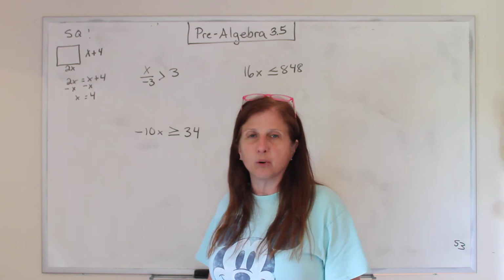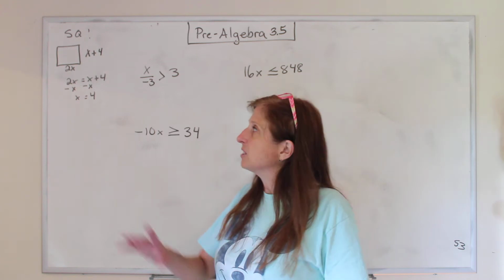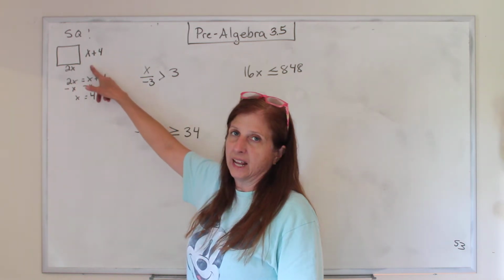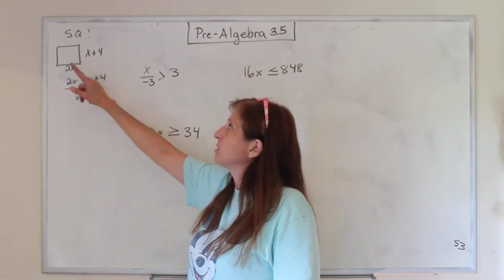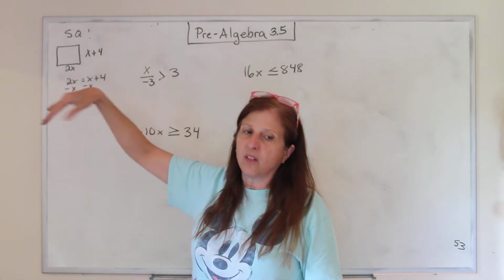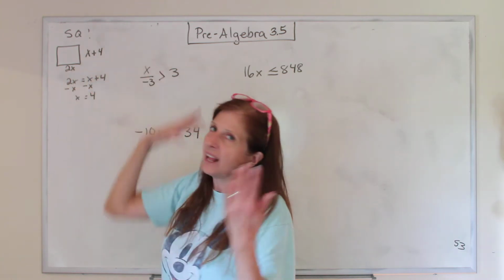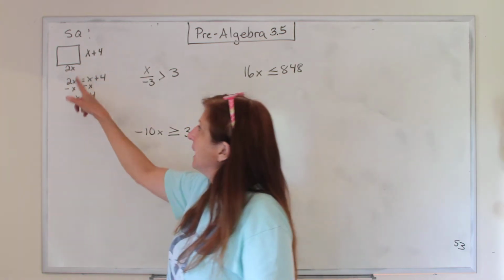Well, such an important lesson to always read the problem and not just look at it, because it wasn't the perimeter of a rectangle where you couldn't solve it. It was the perimeter of a square. And in a square, all the sides are equal, so we could set the two sides equal, and then it was a problem with an X on both sides.